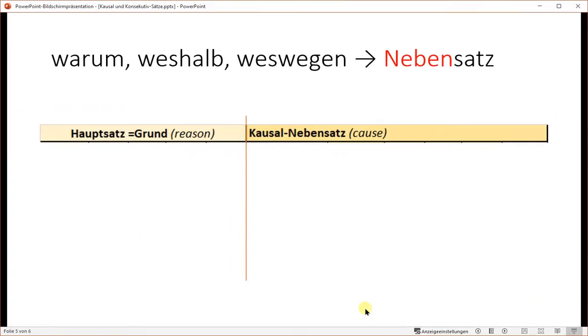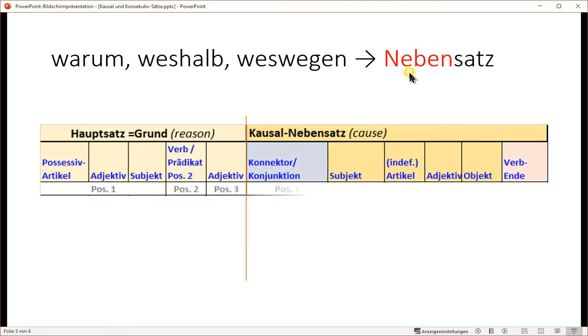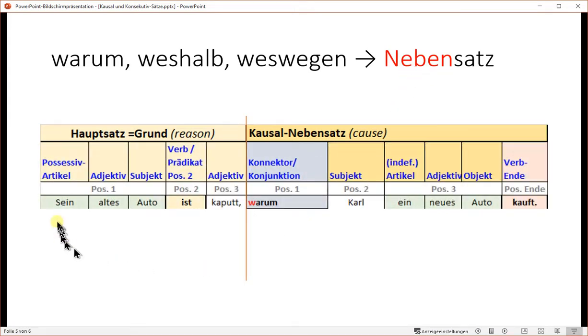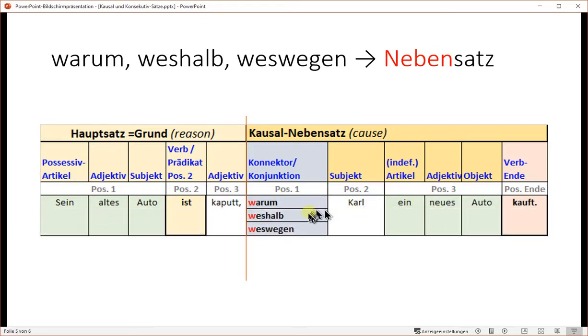Now we talk about these 3 connectors. Warum, weshalb, weswegen. They will create a Nebensatz. Why is that? Same structure. Sein altes Auto ist kaputt. Warum Karl ein neues Auto kauft. And the same is true for weshalb, weswegen. Now pay attention that these connectors start with letter W. And they are not just connectors, they are at the same time Fragewörter. I will mention that in a moment.